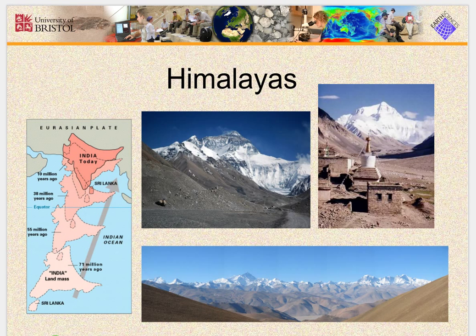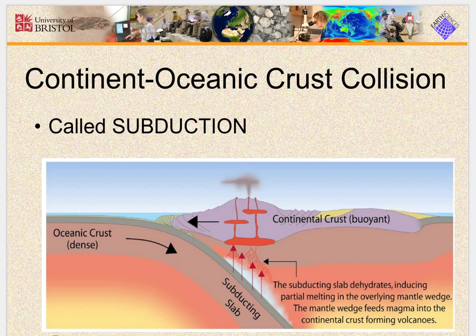Okay. Then you have the continent to oceanic collision. And what's going to happen in this, and this is a key word you need to know, is called subduction. And you have your continental plate bumping into your oceanic crust. And since the oceanic crust is more dense, it's going to subduct, or go underneath, the continental crust.